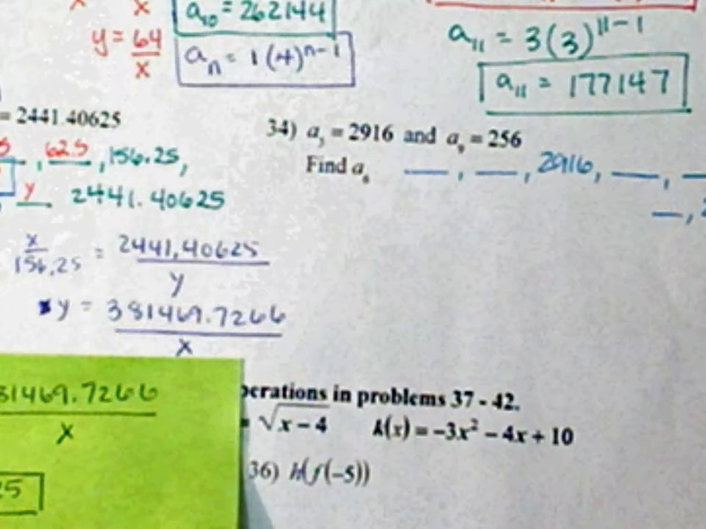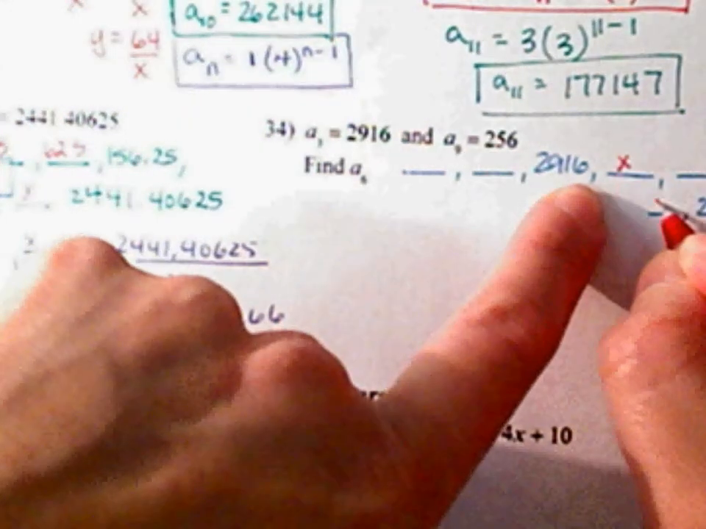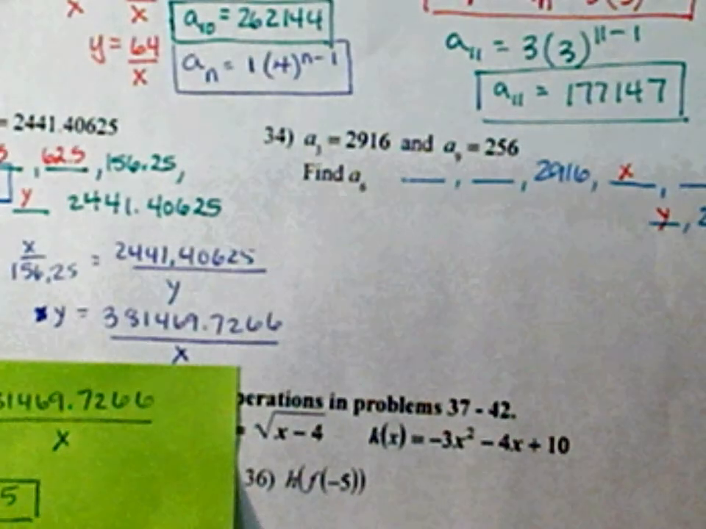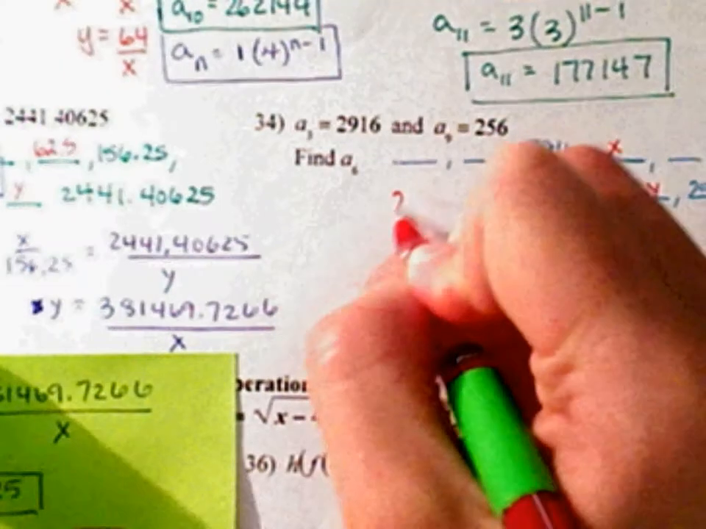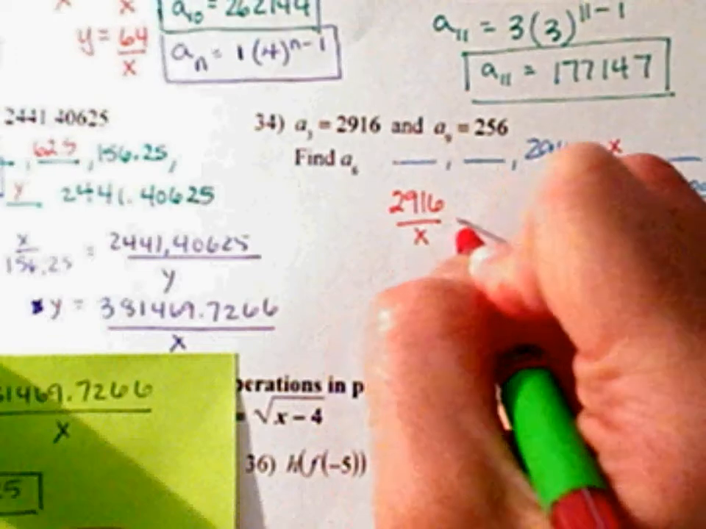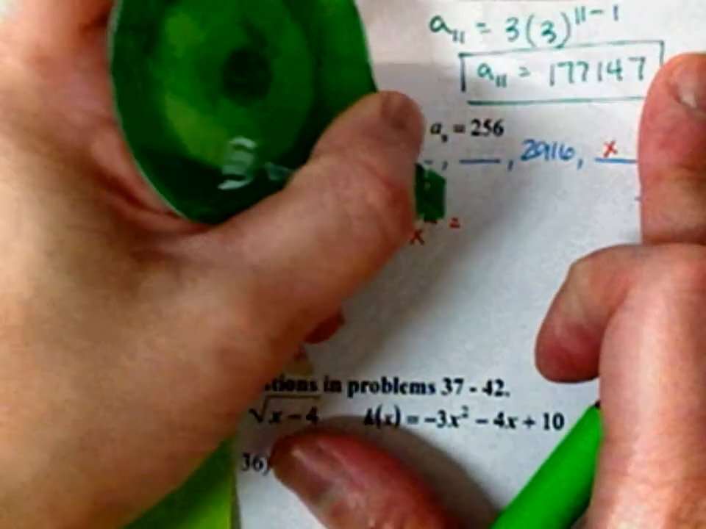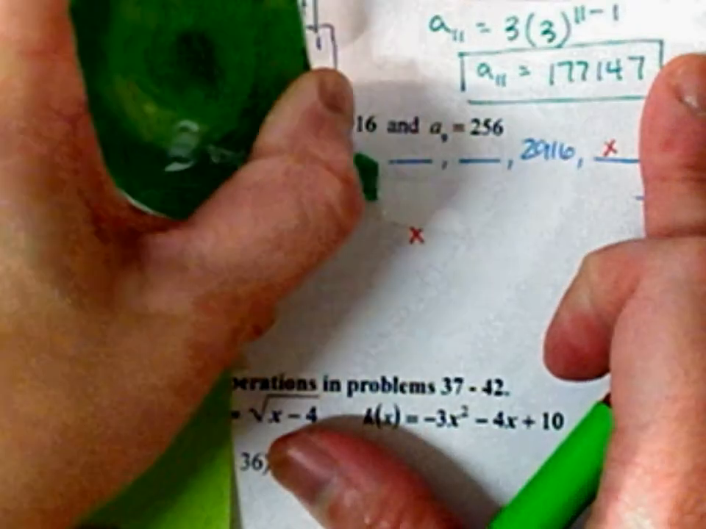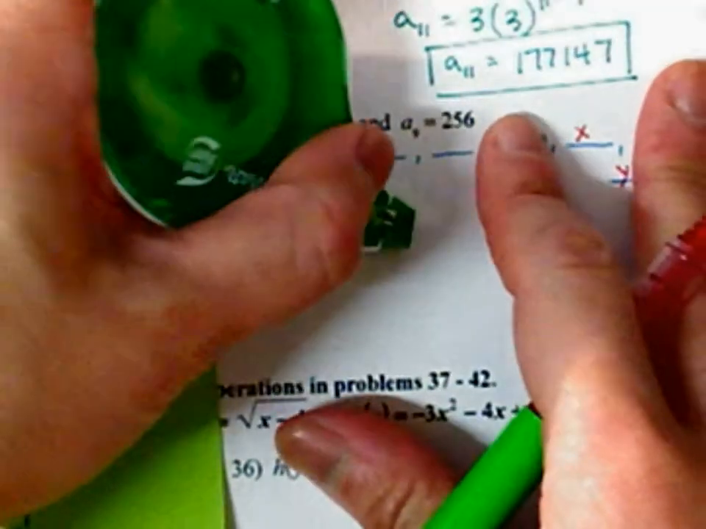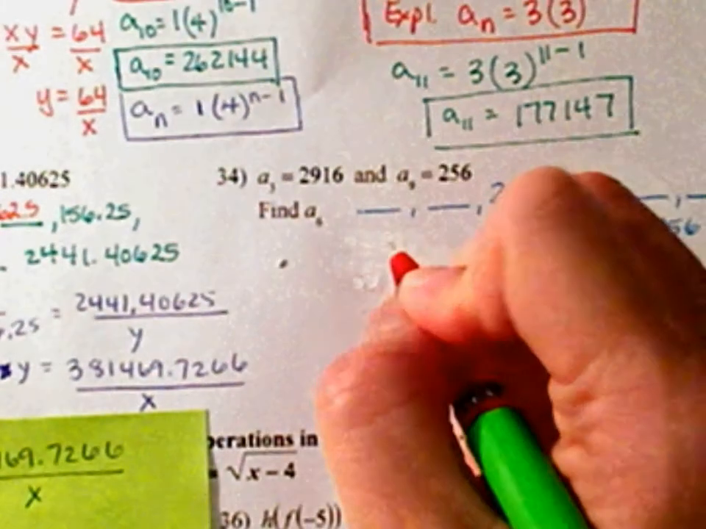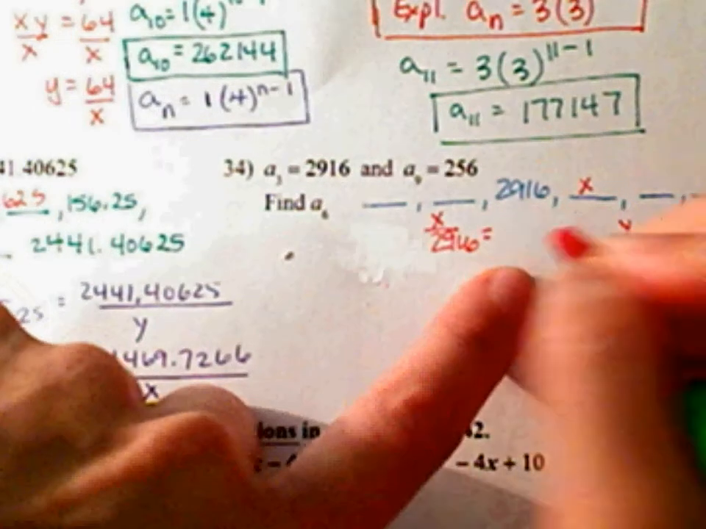Okay, now let's take a look. I'm going to make that one my x and make this one my y. Okay, same thing, right? So here we go. 2916 over x is equal to, oh, I went backward, so sorry. Okay, you ready? So, x over 2916 is equal to 256 over y. Okay?